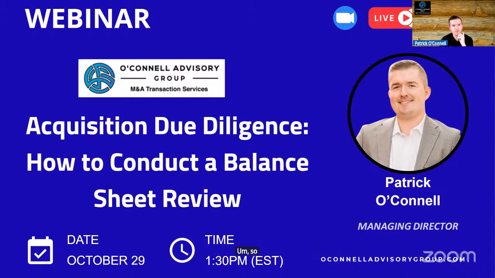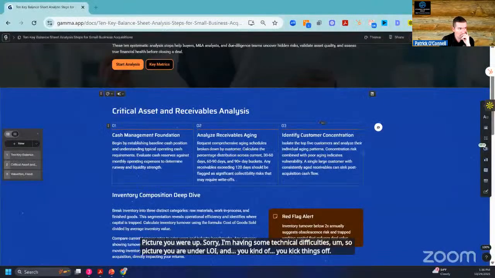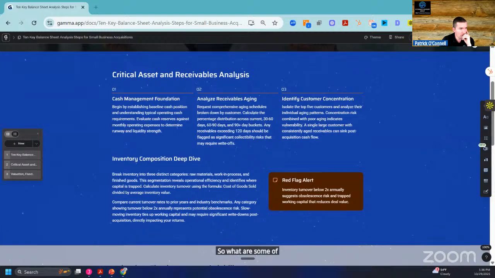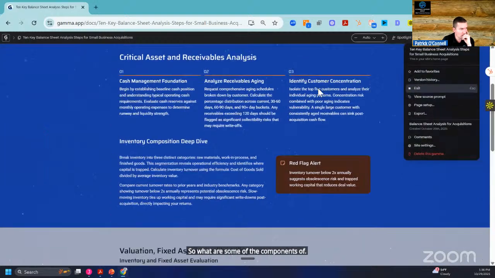Picture this. Picture you are under LOI and you kick things off. So what are some of the components of this balance sheet?